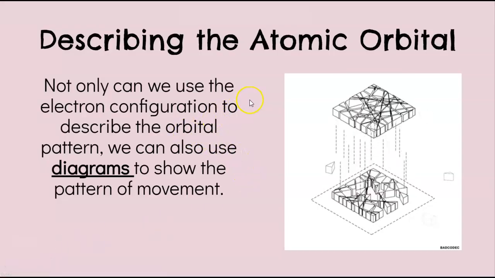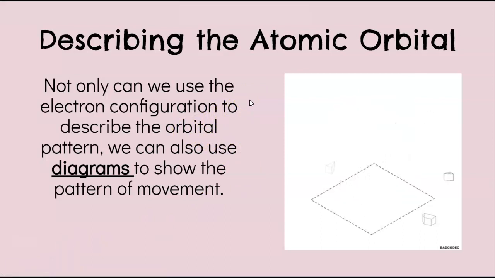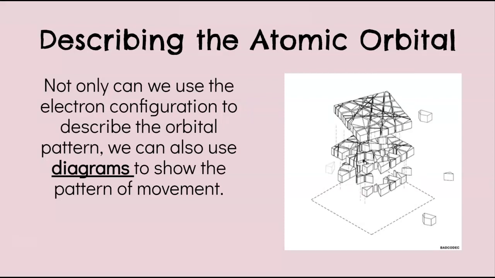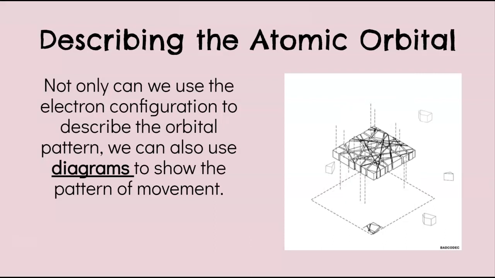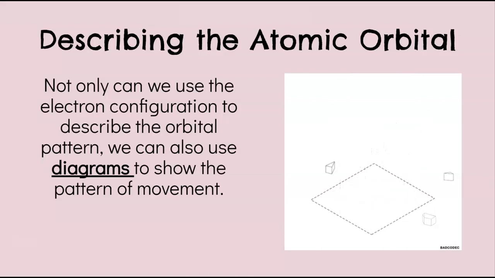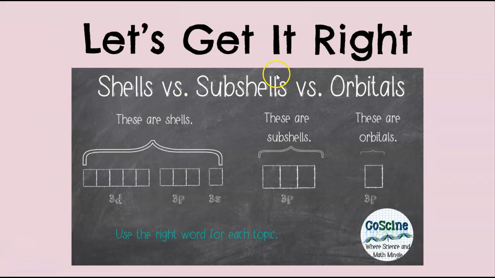So when we're using orbital diagrams, this is basically just going to be a visual representation of the electron configuration. Okay, so you already know how to do electron configuration given the table and that configuration map. In this case, we're just going to represent that visually. It helps us chart the pattern of the movement.